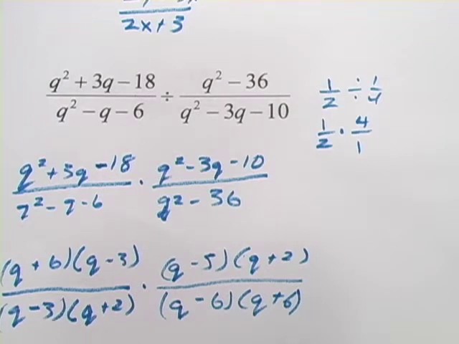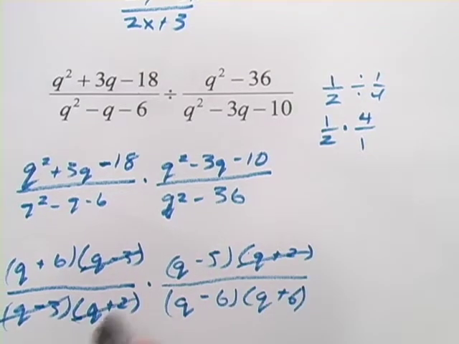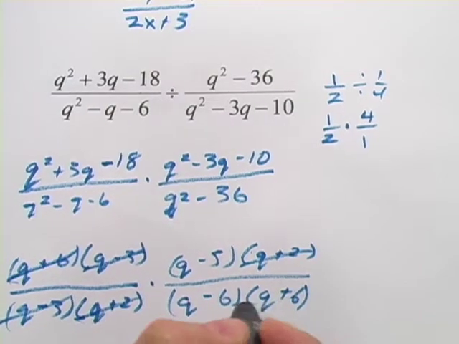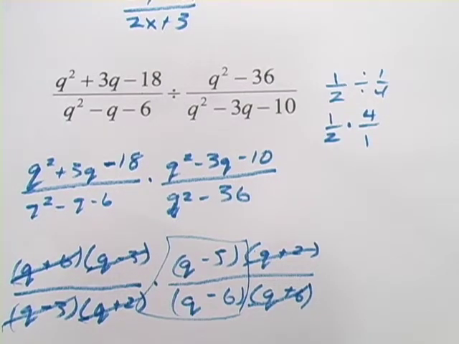So let's start canceling. Let's see what we can get rid of. Here's a q minus 3 and a q minus 3. Here's a q plus 2 and a q plus 2. Here's a q plus 6 and a q plus 6. So again, we come down to something quite simple, q minus 5 over q minus 6. And that's the answer for that one.